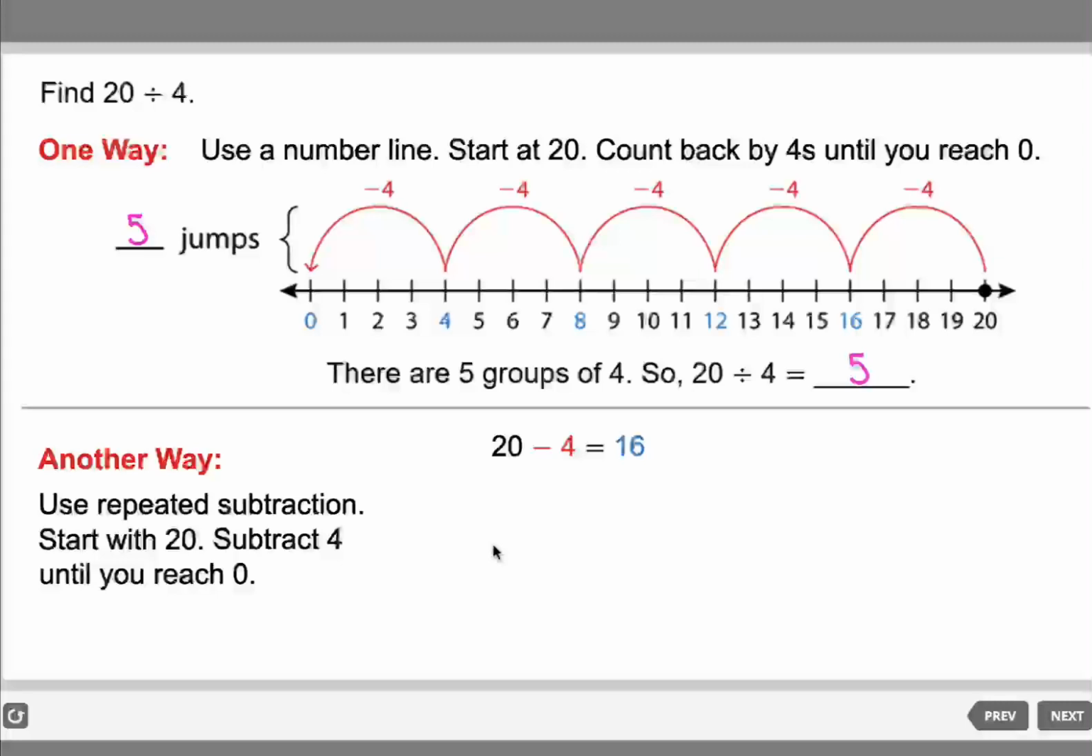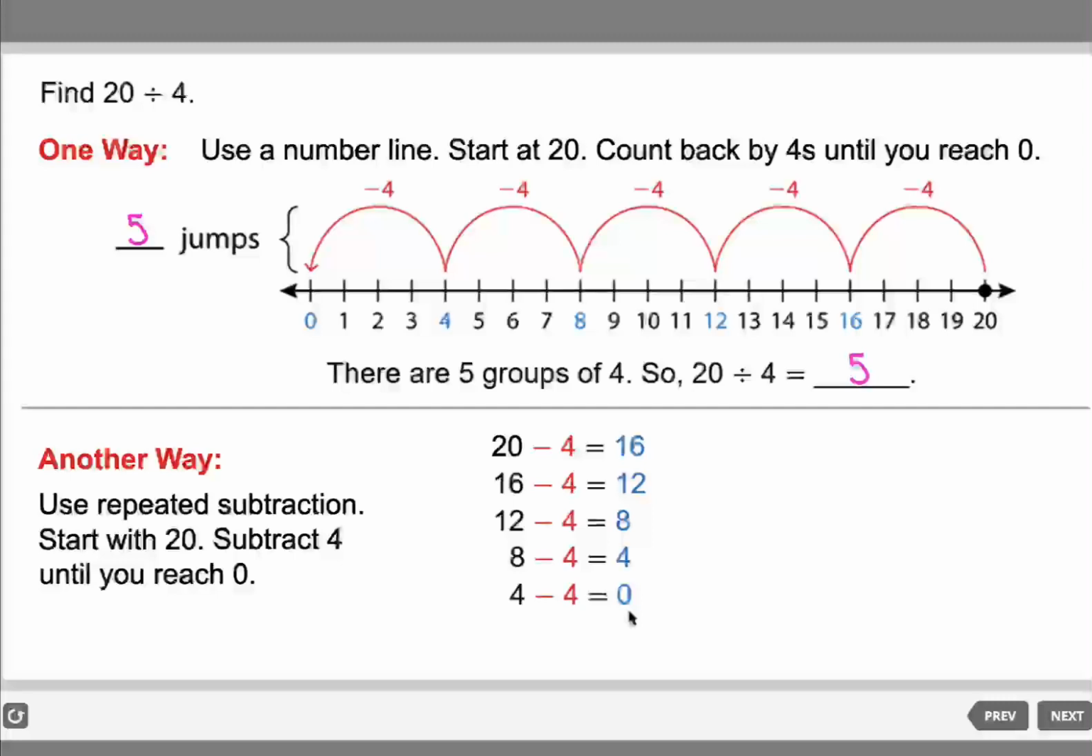And take the 16 to the next equation. 16 minus 4 equals 12. We are doing this till we reach 0. So take the 12 and subtract another 4. 12 minus 4 equals 8. Do this again. 8 minus 4 equals 4. And now 4 minus 4 equals 0.